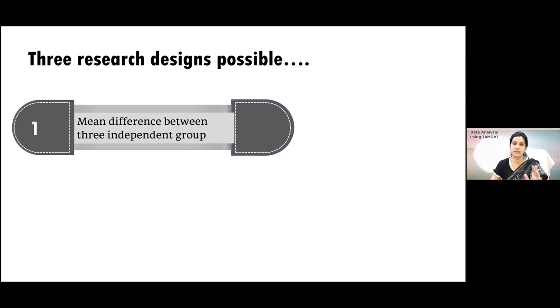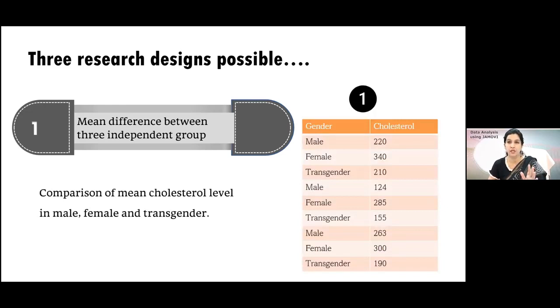Three research designs are possible, and we have seen this in the independent sample t-test also. The first is the mean difference between 3 groups. You can see here there are 3 groups. Gender: there is male, female, and transgender. So there are 3 levels here. And if I want to compare the mean cholesterol level, which is a continuous variable, across male, female, and transgender, then I can apply one-way ANOVA.